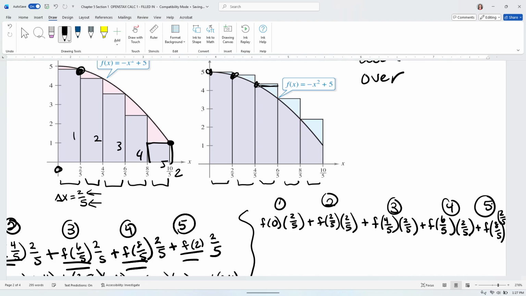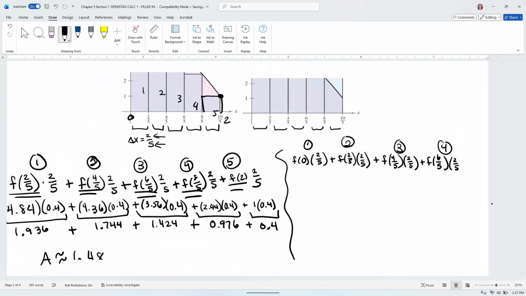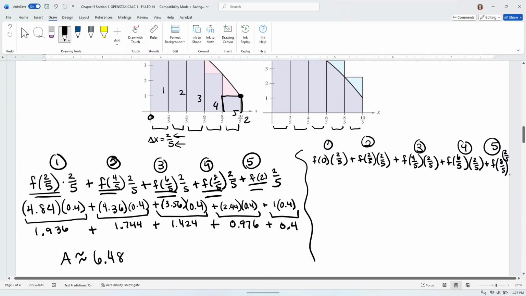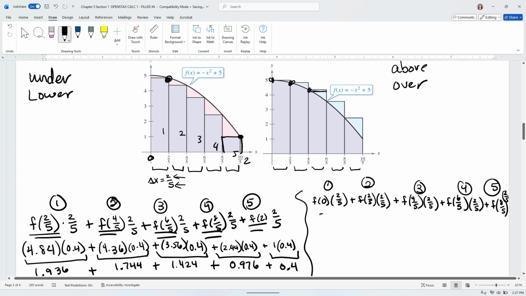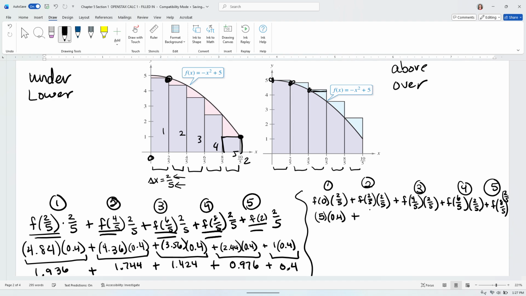Grab my calculator. The kind of fun-ish neat thing is that most of these I already have. The first one's height is 5 times 0.4. This one I already have total. This is 1.936 if you look at that from before. This one is 1.744. This one 1.424, and this one is 0.976.